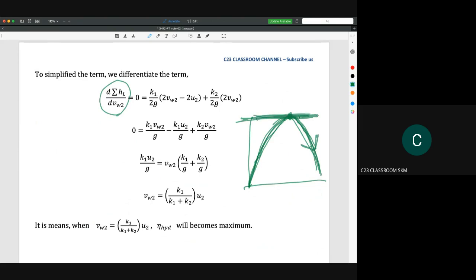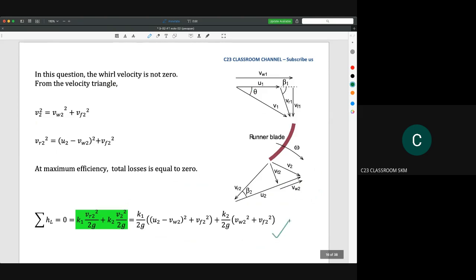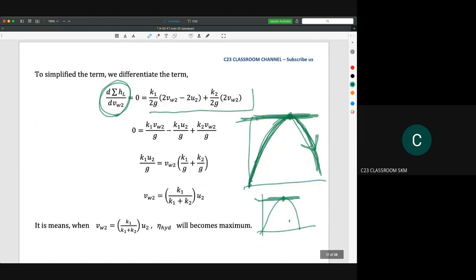That's why we need to differentiate the terms. I think this is a quite common method. If you have a quadratic, we differentiate y with respect to x, dy/dx, and we will get the maximum value. So this is the meaning of our differentiation process here. We differentiate like this, dHL over dVWL2 equal to 0, and then we could have this term. You could see we have this term first, and then we differentiate it. So we will get this term, and then we could simplify it as this one.